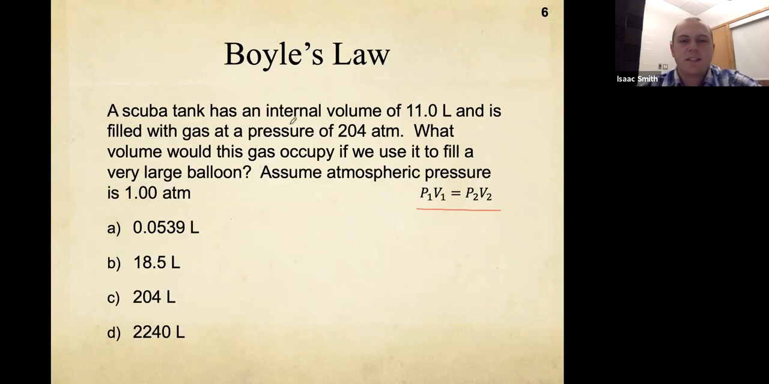Okay, a scuba tank has an internal volume of 11 liters. So our initial volume is 11 liters, and it's filled with gas at a pressure, so our initial pressure is going to be 204 atmospheres. Okay. What volume, so we're going to be solving for volume, would this gas occupy if we use it to fill a very large balloon? Assume atmospheric pressure is 1 atmosphere. Okay, so we still need to know what the final pressure is going to be in order to solve this problem.